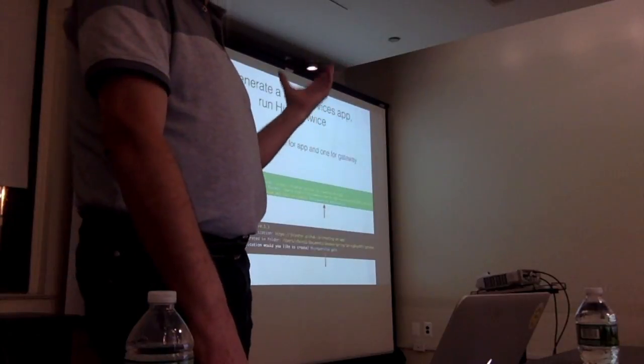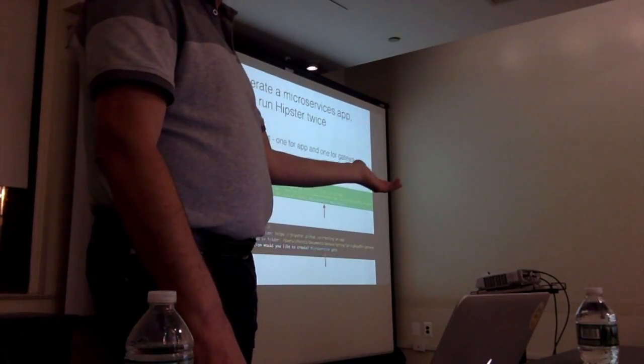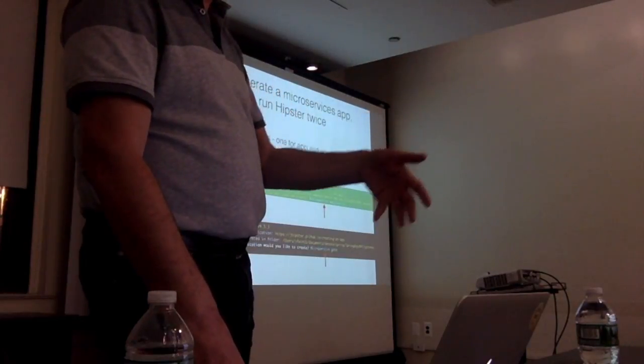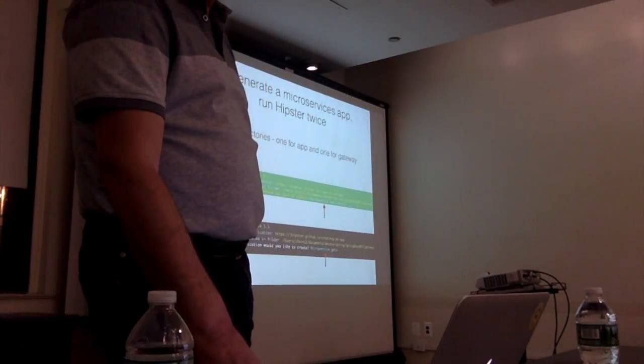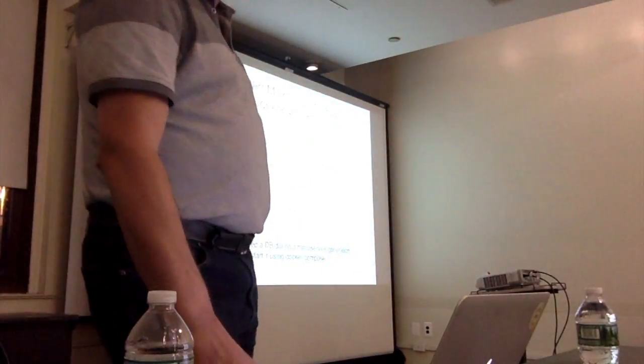And again, how would you create all these servers? You just need to repeat the generation process. First for the gateway, then for the microservices, like I just did. And these commands show you how to start.